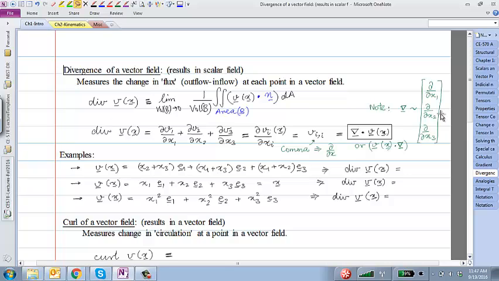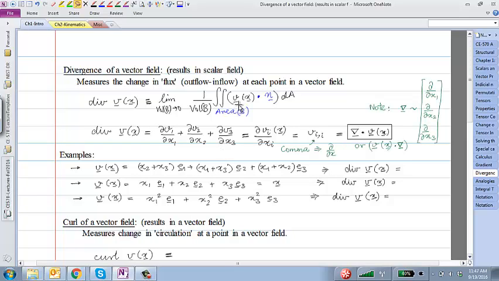Now, there's a much more convenient way to calculate that using components. And in components, a divergence of a vector field gives me what? Does it give me a scalar, a vector, or a tensor?